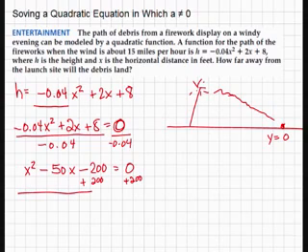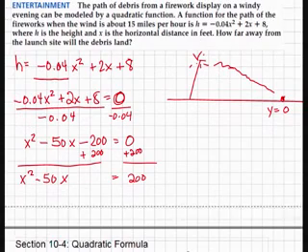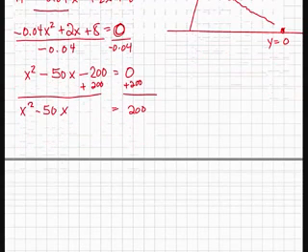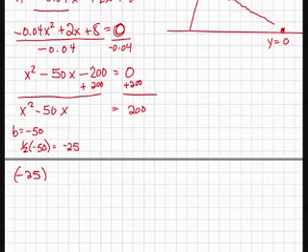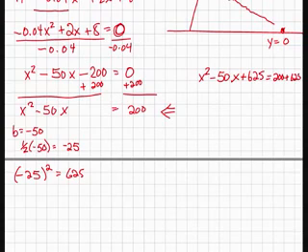So to put it in the right format to use completing the square, we need to add 200 to both sides. x squared minus 50x is equal to 200. So we need to look at our b term. b is equal to negative 50. So step 1 is divide negative 50 by 2. That gives us negative 25. And negative 25 squared is positive 625. This is the value we need to add to both sides. So the result is x squared minus 50x plus 625 is equal to 825. So (x - 25) squared is equal to 825.